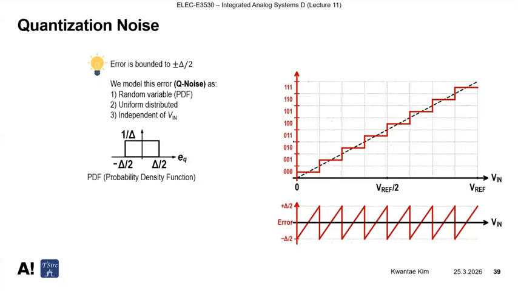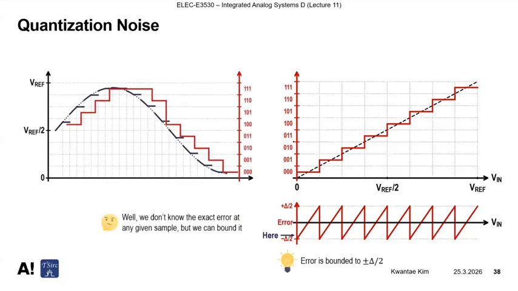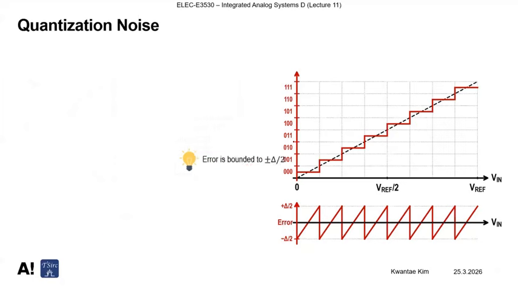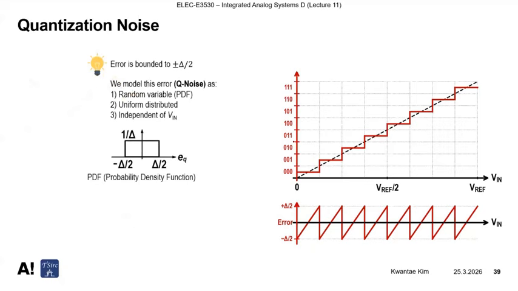And this quantization error is uniformly distributed. So in any case, our analog voltage is truly random, then it can be this voltage, it can be this voltage, or it can be here and here. So every single value of quantization noise can have an equal probability.